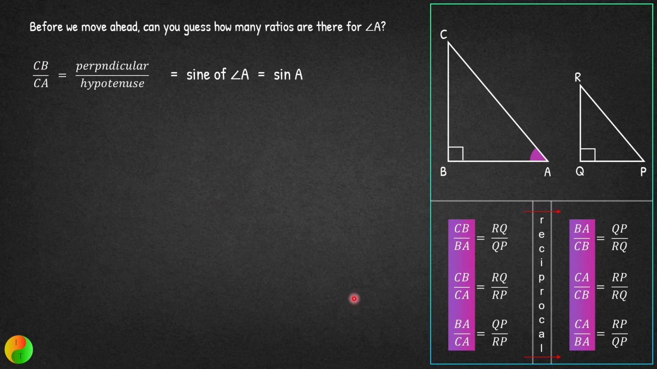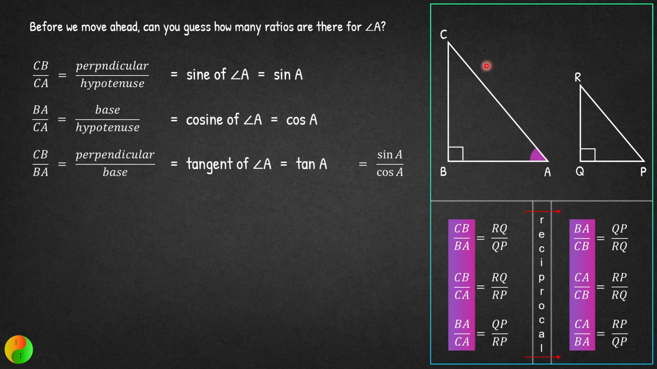CB upon CA, this one is the ratio of perpendicular to hypotenuse, which is known as sine of angle A, or simply called sine A. BA upon CA, which is the ratio of base to hypotenuse for angle A, is called cosine of angle A, or simply called cos A. The ratio of CB to BA is actually the ratio of perpendicular to base for angle A, which is called tangent of angle A, or simply called tan A. Now tan A is also equal to sin A upon cos A. How?